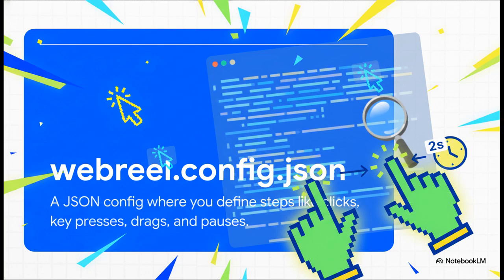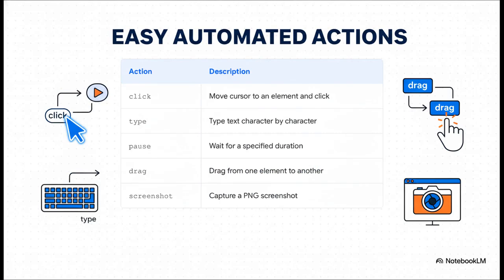Okay, browser, click here. Now type this. Wait for 2 seconds. Now drag this thing over to that thing. It's that clear. And the commands themselves are super simple and easy to understand. I mean, look at them. You've got click for, well, clicking on something. You've got type to enter text. Drag for moving stuff around. You can even tell it to take a screenshot at a certain point. It's all incredibly readable and easy to write.